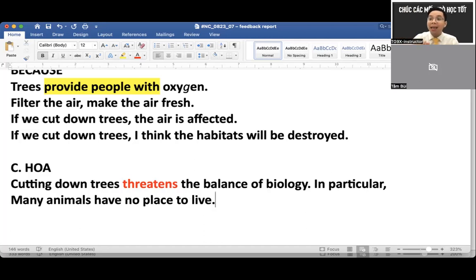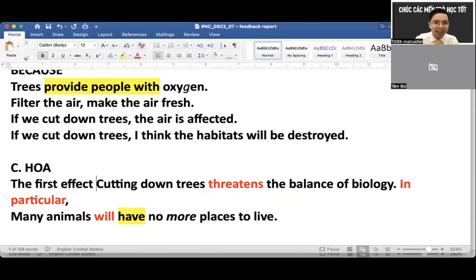Don't worry, keep going. I can give you that feedback and the other people as well. What else? Many animals have no place to live. What else? That's all. Okay, thank you so much. So, repeat after me, and I will tell you why. Cutting down trees threatens the balance of biology. In particular, many animals will have no place to live. But I mean, no more place to live. That's what you mean.